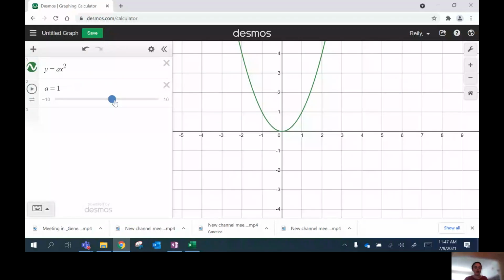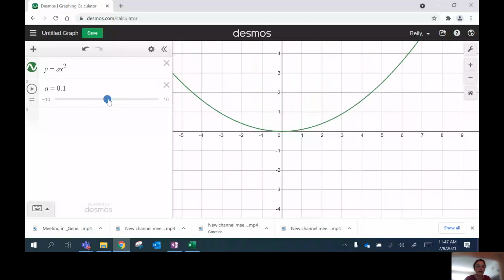So let's see what happens first if I increase a to be more than 1. We'll see the graph actually gets stretched vertically. It's almost like you took the tops and pulled them upwards. And then if a is between 0 and 1, you'll actually see it gets compressed, like squished down, like it's a shallower parabola.